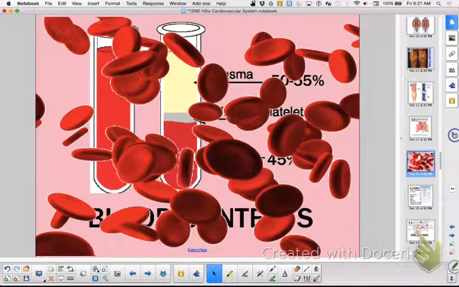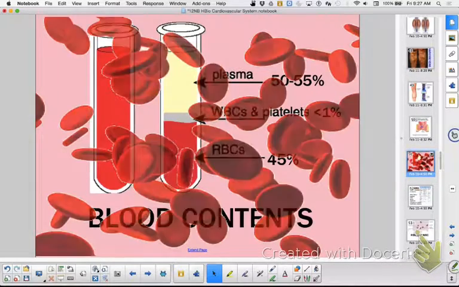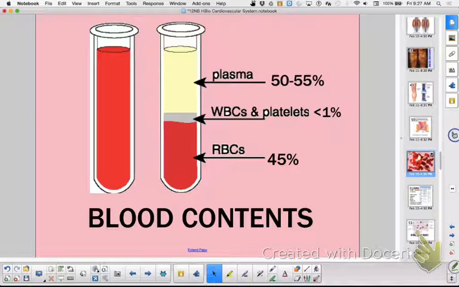Yeah. All right. Now, moving on, let's talk about blood contents. Okay, so if you looked at your blood, if you collected it in a vial or something, or you were a vampire, then you would see the blood like this. If you centrifuge it, then all the formed elements would go to the bottom, and then you could see the plasma up here on top.